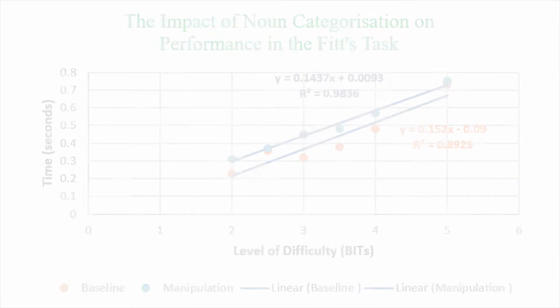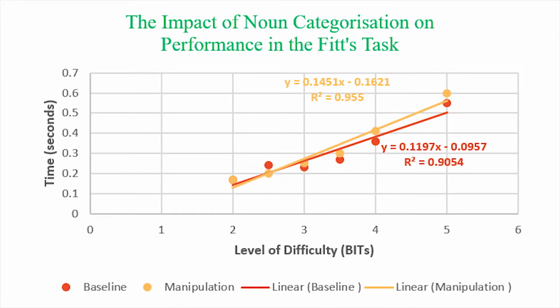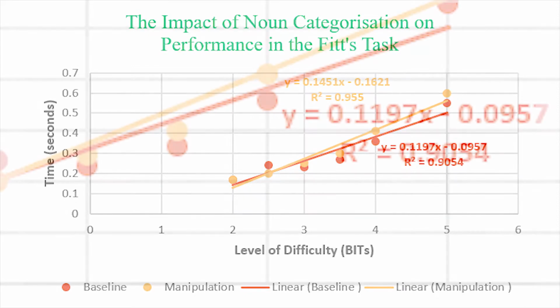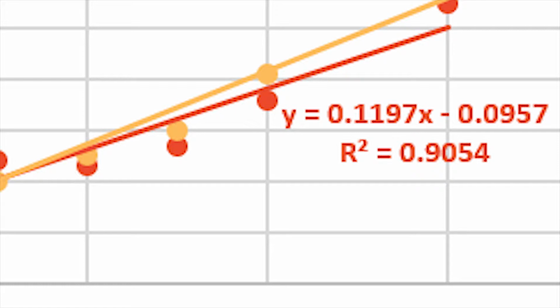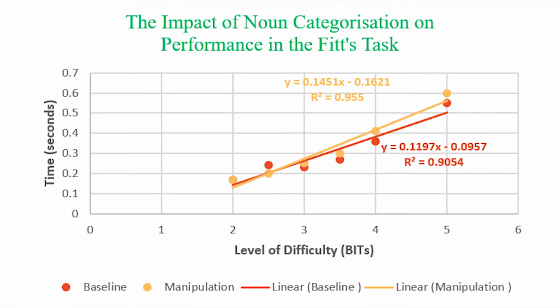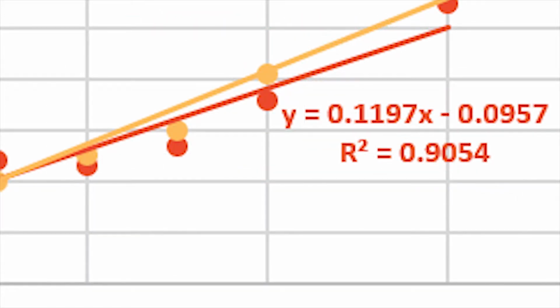The second participant's performance resulted in a generated baseline slope of 0.1197, demonstrating a gradual escalation in reaction time as the level of difficulty of the task increased. The baseline regression equation produced an intercept value of -0.0957, which again deviates from the expected findings and can therefore also be attributed to alternate factors. The R-squared value indicates that 91% of the variance in the data was accounted for by the linear regression. The baseline results predicted participant 2's ability to process 9.15 bits of information per second.